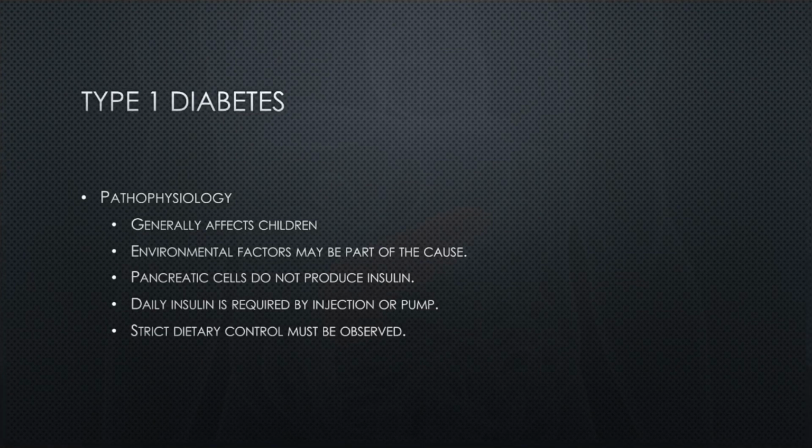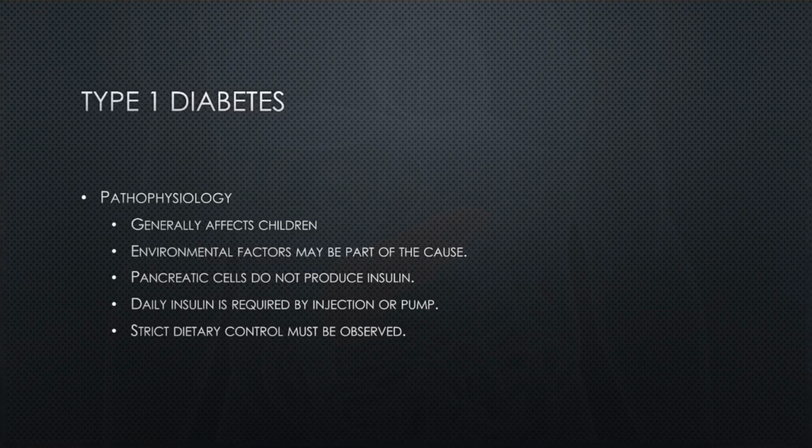So type 1 diabetes, remember, diabetes breaks down into subtypes, and type 1 is referred to as insulin-dependent diabetes mellitus, or IDDM, or juvenile diabetes, because it generally affects children. That's usually where the onset comes. However, we're seeing more and more type 1 diabetics later on in life. Although a hereditary predisposition exists, environmental factors may be part of the cause.